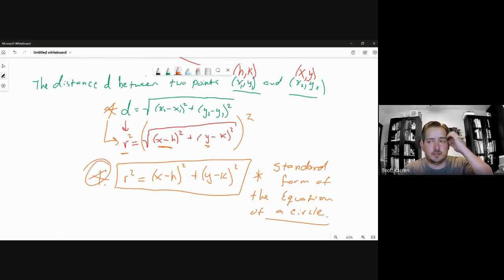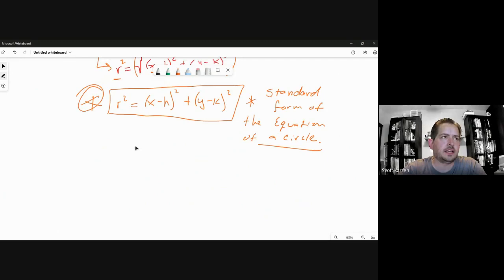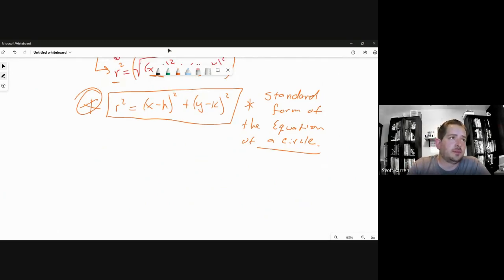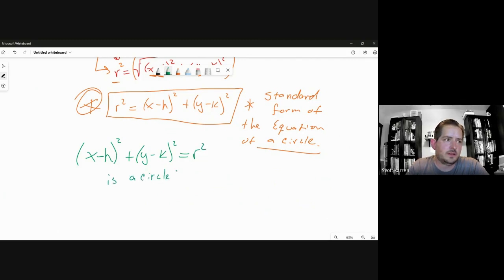So that is what this section is all about. We'll often see it with the r on the right-hand side. It doesn't matter, it's the same thing, but you'll sometimes see it the way I've written it, and sometimes you'll see it as (x minus h) squared plus (y minus k) squared equals r squared is a circle centered at the point (h, k) with a radius of r. Okay.